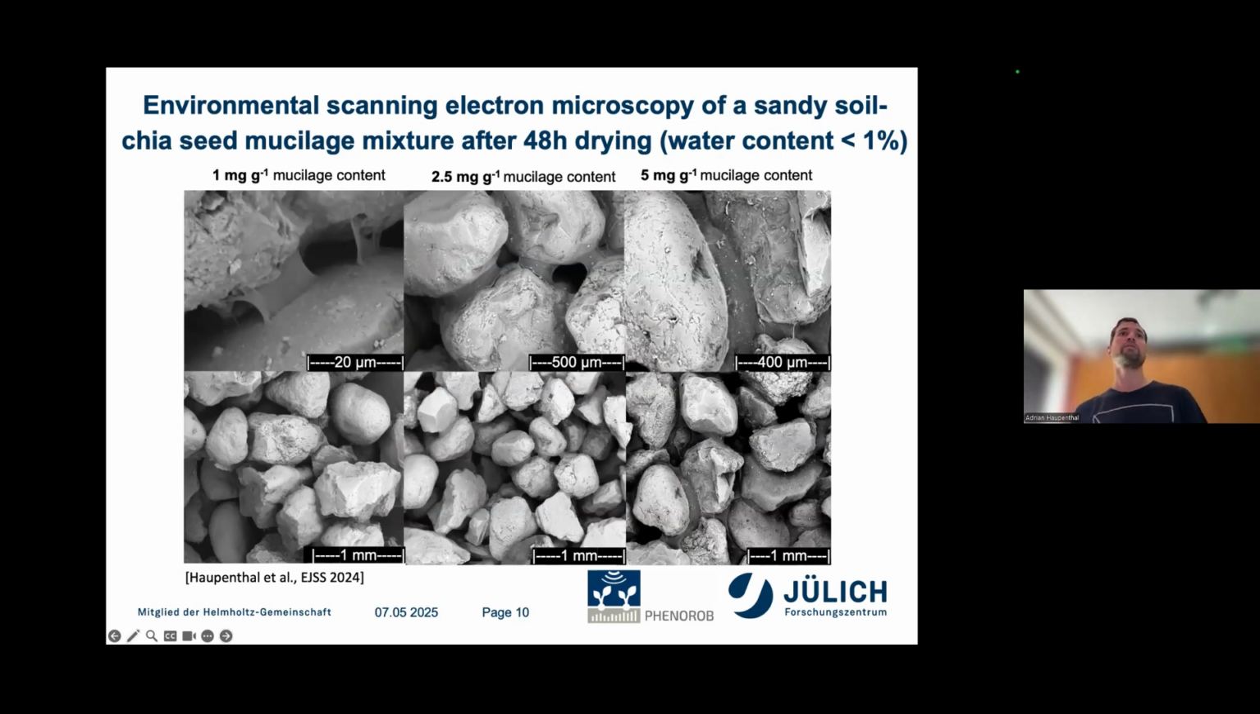So 1 milligram of dry mucilage per gram of soil on the left, and then increasing up to 5 milligram per gram of soil. And here we can see for the low mucilage contents, the formation of these filamentous structures between the particles. And with increasing content, we could see these cylindrical structures between the soil particles. And at the highest content, you can see the structure spanning over multiple pores, looking like a foil through the pore space, which then will block the diffusion pathways.